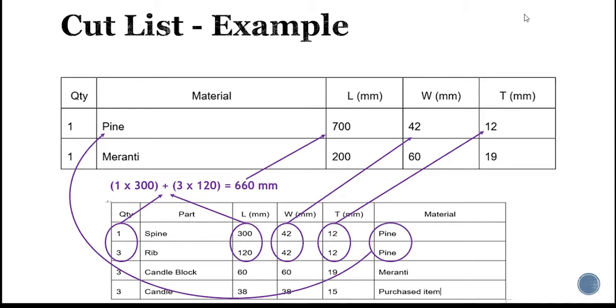You can also see I haven't actually highlighted it in this diagram, but the candle blocks, similar process. We ask for Meranti. I have 3 of them at 60 millimeters is 180 millimeters. I add a bit of wastage, so that's 200 millimeters length, and the material is 60 by 19 millimeters as its characteristic size. And that's the way that you compile a cut list.